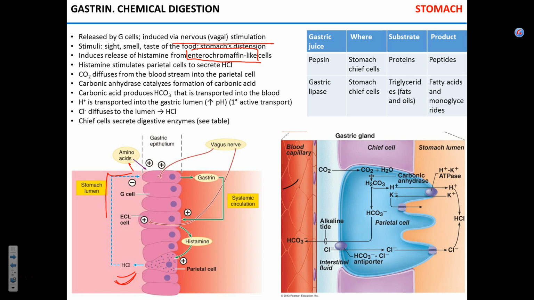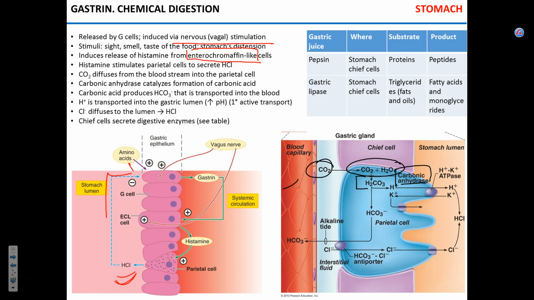Basically, we have a task. We need to make acid. The only source of acidity that we have in the body is carbon dioxide. Clear? So here is what happens in the parietal cells. Carbon dioxide diffuses from the blood into the parietal cell, and carbon dioxide freely diffuses all the time. CO2 combines with water. The enzyme called carbonic anhydrase stimulates the formation of carbonic acid, H2CO3.